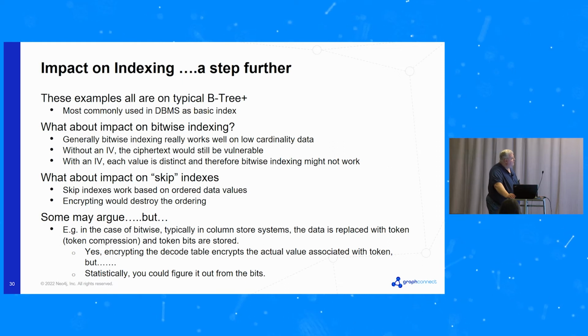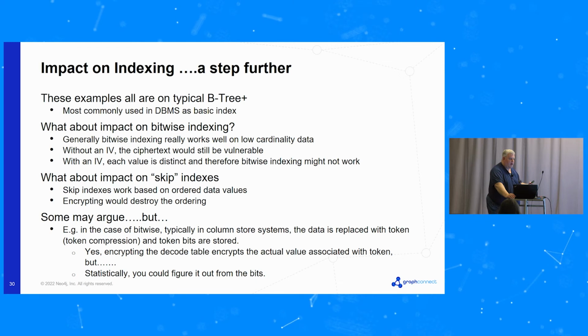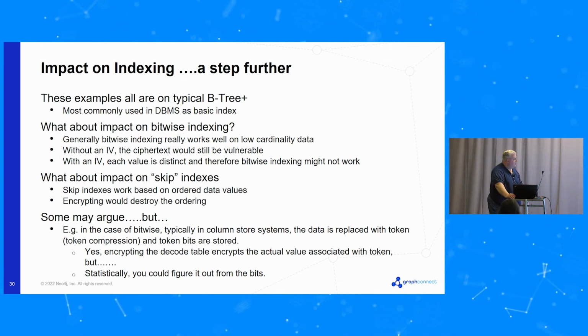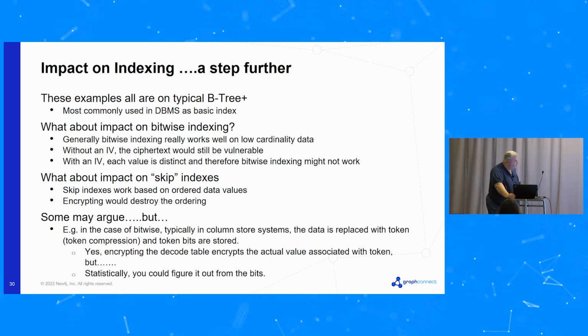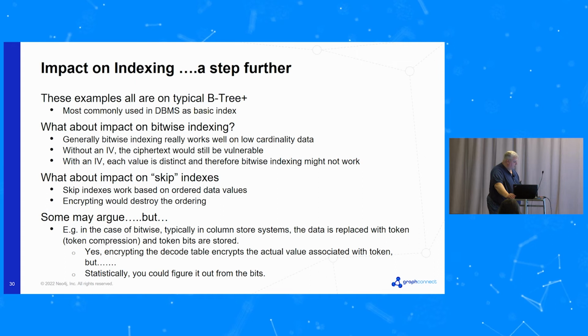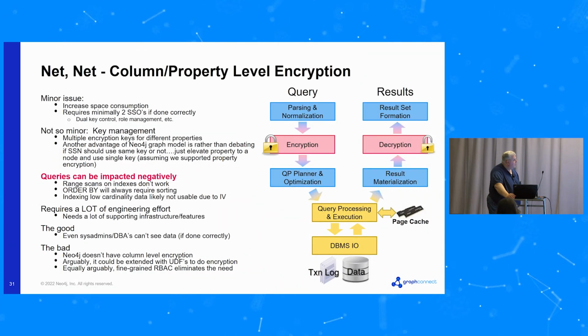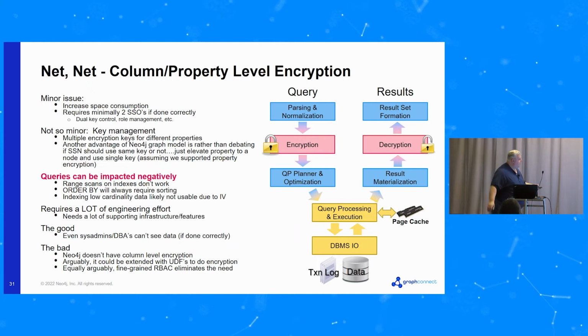So people say, okay, that's fine, we have standard B tree. What about bitwise indexing? We don't have that. But the answer is once you start doing encryption, you change the ciphertext, so values you thought were the same don't end up the same. Bitwise indexing kind of fails at that point. Same thing with skip indexes. So once you start encrypting data, things start changing rapidly.